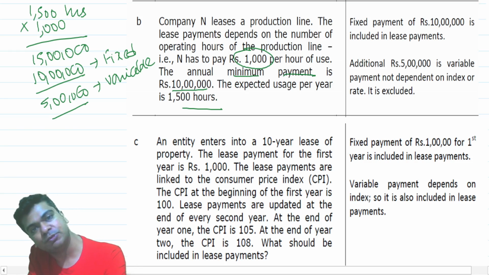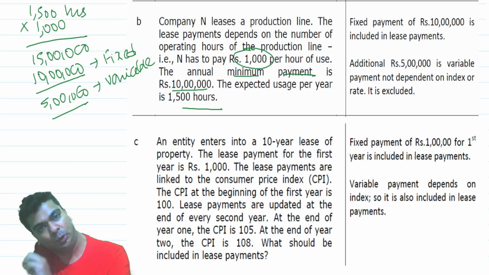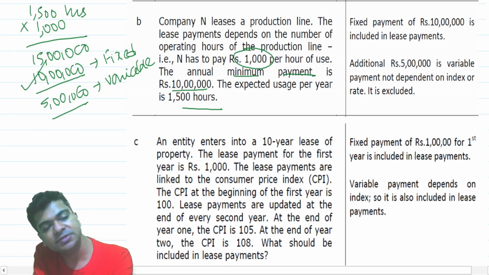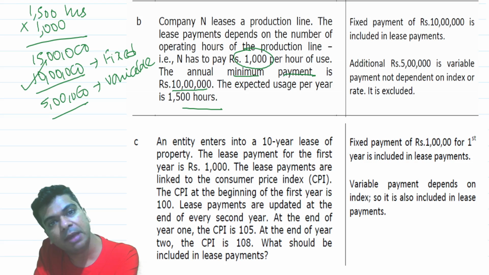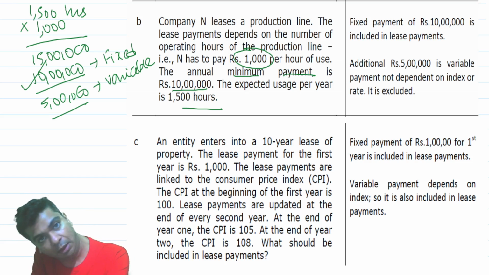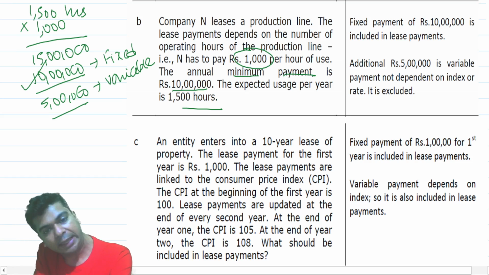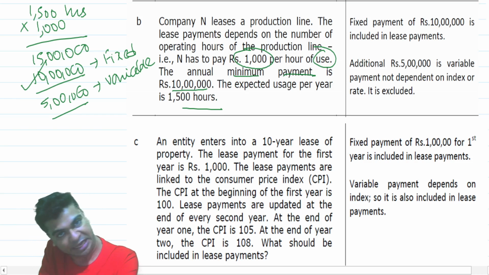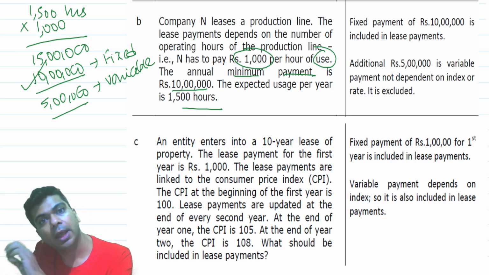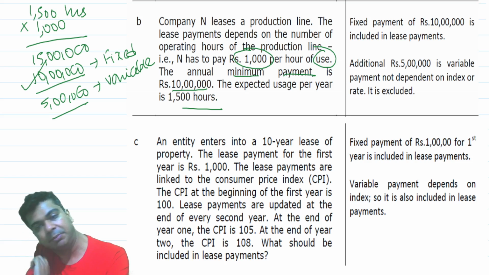We know it very well that as per Ind AS 116, lease payments will include the fixed payments. So this 10 lakh is a fixed payment, it will be included. Additional 5 lakhs that you are paying is turning out to be variable. Variable payments are also included in the lease payments, provided the variable payment is varying on account of some index or on account of some interest rate. Here they are saying that it will be varying on the basis of your usage. If the variable payment is based on usage, then it is excluded from the lease payments.